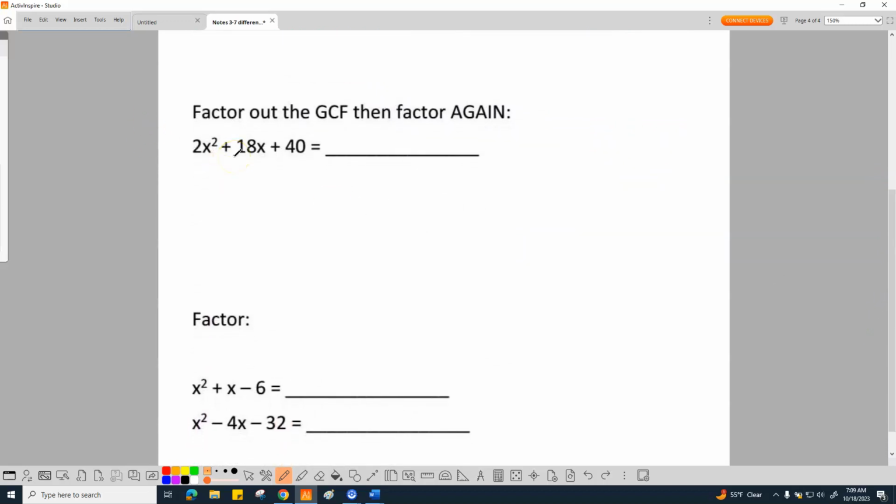I can factor out an even number on this one. That's great. That's the bell.